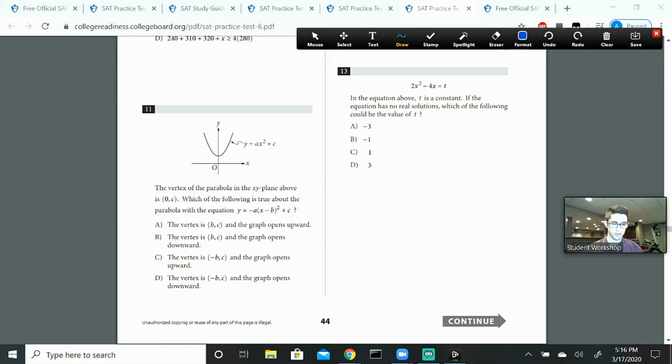All right, no real solutions for a quadratic means that if we set it equal to 0, then it would never intersect the x-axis. If you're familiar with the quadratic formula, all we care about here is the discriminant being less than 0. If it's equal to 0, then there's one solution, and if it's greater than 0, it's 2 solutions, because we have that opposite of b plus or minus the square root of b squared minus 4ac all over 2a.